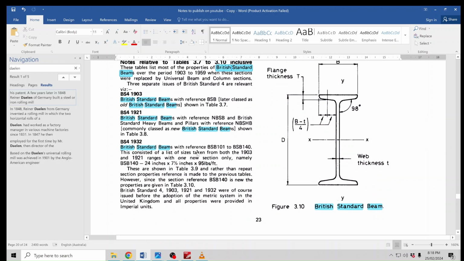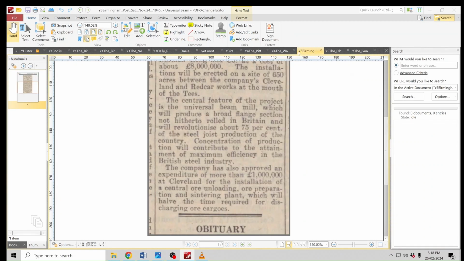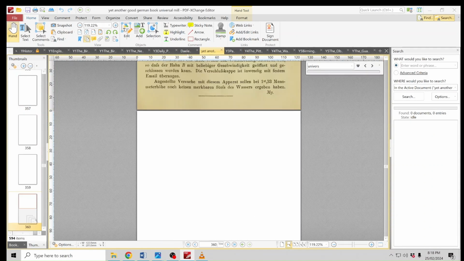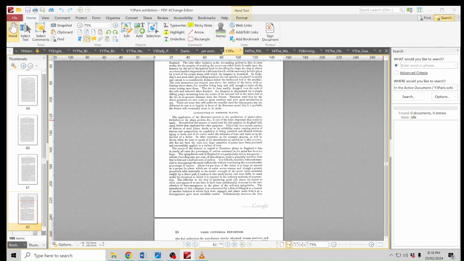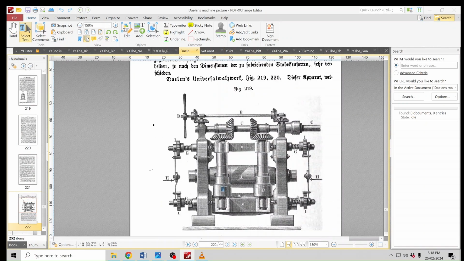And then some years after that, Australia revised their Australian standards and they started calling them universal beams and universal columns. So let's conclude now. Why is a universal beam called a universal beam? What does the word universal mean? Well, it stems all the way back to Reiner Dahlen's invention, which he called the universal Walzwerk, which looked like this. And it was said to be universal because you can wind these in and out and change different sizes. It was just so universal compared to the old style, just two hard rollers.